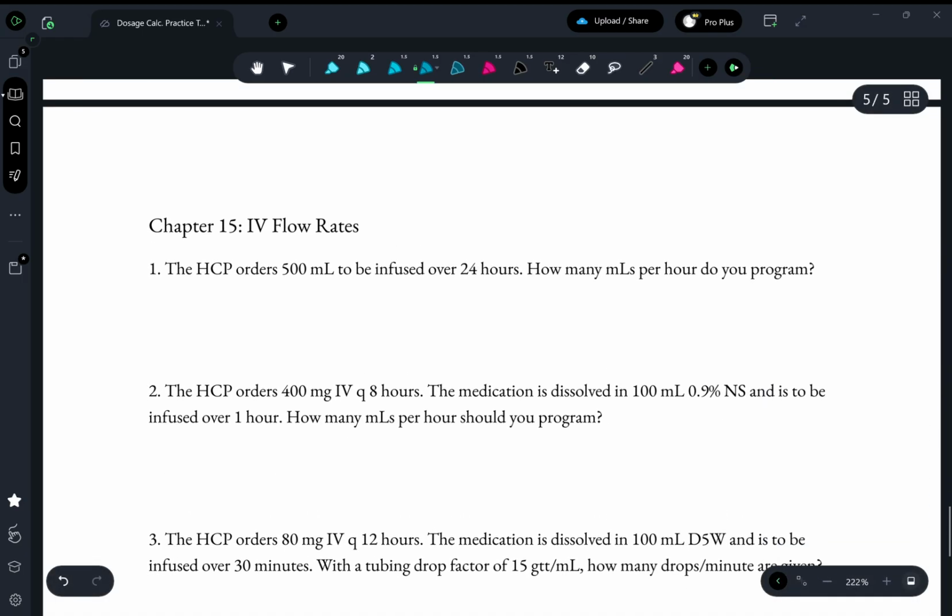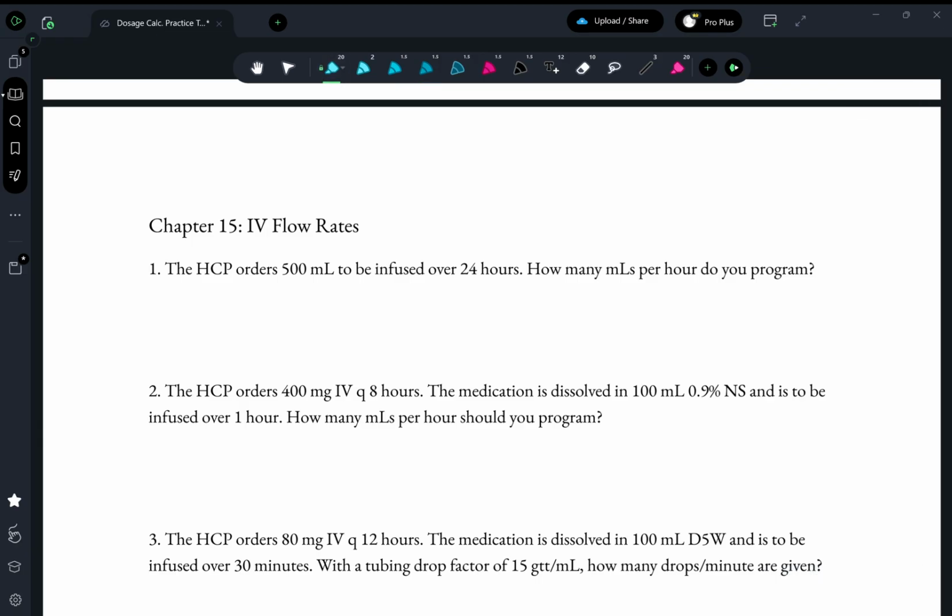The last part is going to be our IV flow rates. So that's where we get our drop factor, our GTTs. Mostly you're going to be doing mLs per minute or mLs per hour, but your drop factor is per minute. So you're going to have to know how to go back and forth. And again, this is where you'll start using the DA for real.